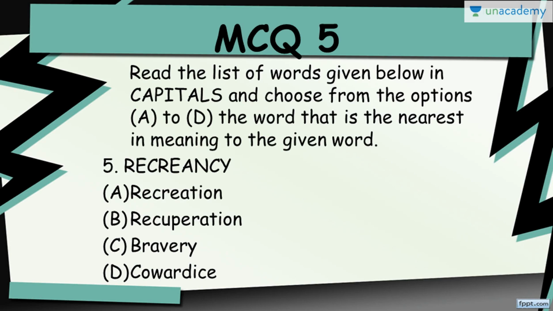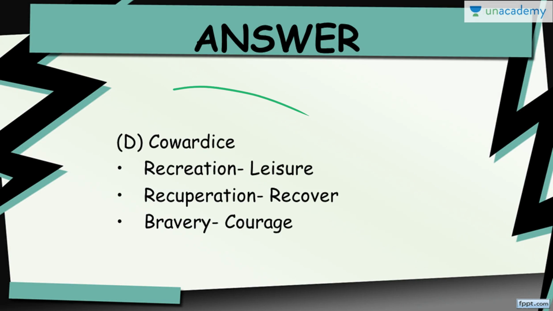Now comes the MCQ 5th. Read the list of words given below in capitals and choose from the options A to D the word that is the nearest in meaning to the given word. So now we have this word which is written in capitals, and we have to choose the word which is similar to the meaning of this word in capitals. So the word which we have is recreancy. The options are recreation, recuperation, bravery, and cowardice. So the options, we've got it all. Now the answer is D, cowardice.